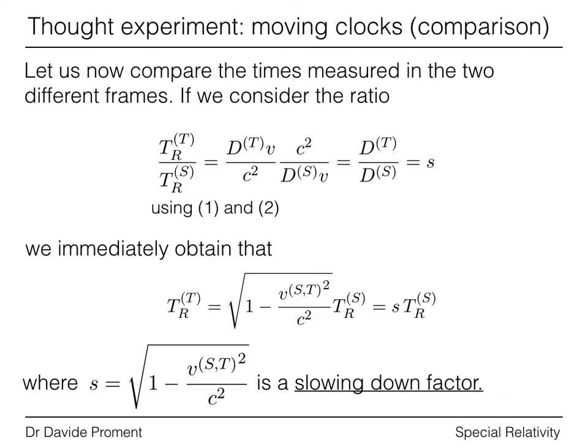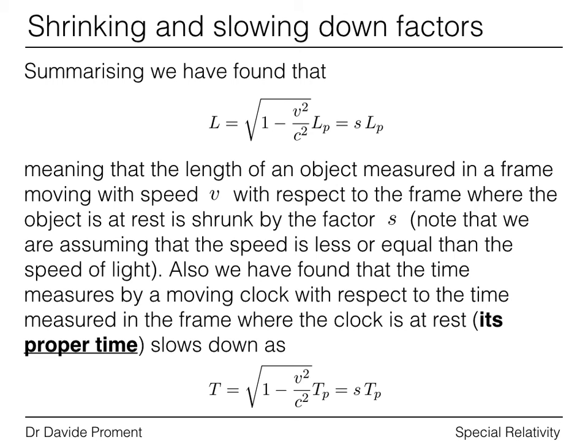Similarly, we were able to quantify the time intervals measured by a clock. A moving clock slows down by the same factor s, in this context called the slowing down factor, compared to the time measured by the same clock at rest, called the proper time. In summary, lengths contract and times dilate by the same factor s, which is a function of the velocity, with respect to the proper length and the proper times.